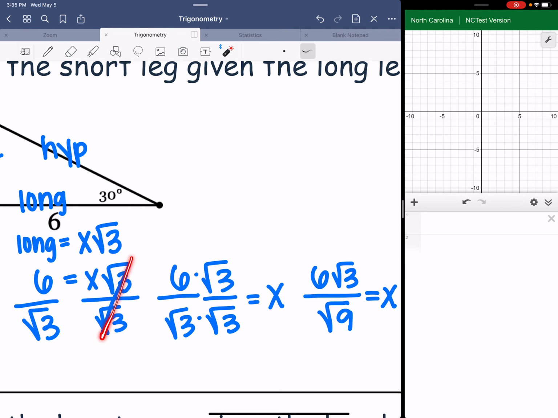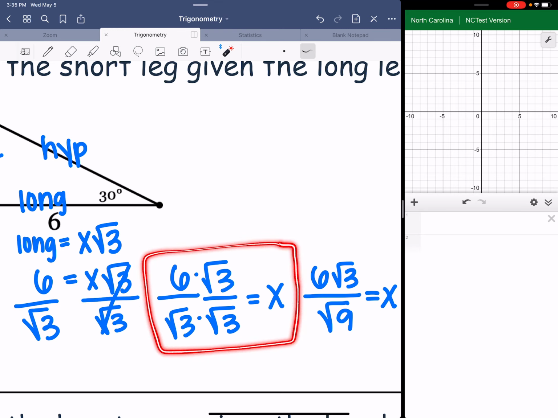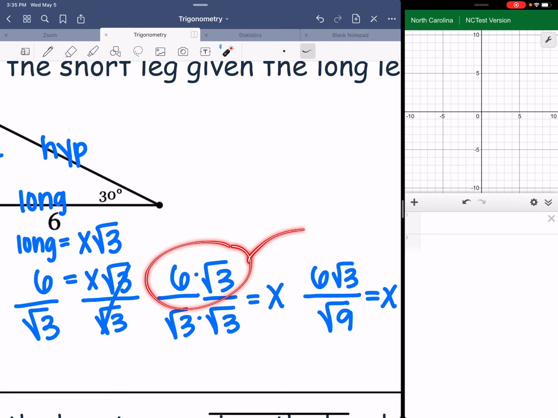That eliminates them on one side, and we're left with 6 over the square root of 3 equals x. Then we have to do times square root of 3 times square root of 3. So that's where we are here. Now we multiply straight across. So 6 times square root of 3, and then the square root of 3 times the square root of 3 becomes the square root of 9.